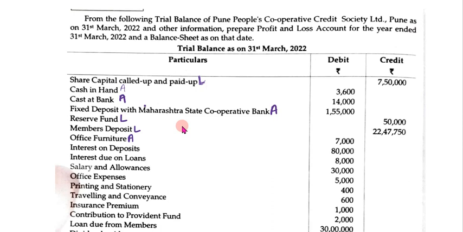Interest on deposit 80,000 rupees. Interest on deposit, the amount is in debit side, that means this is expenditure. Then interest due on loan 8,000 rupees, this is also expenditure. So particularly this is a hidden adjustment of interest on deposit, so tick mark.